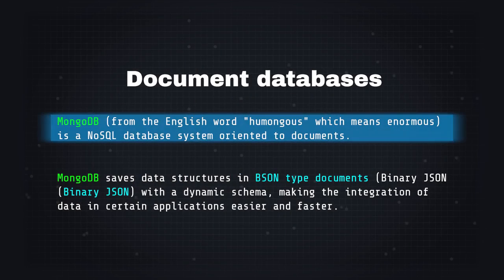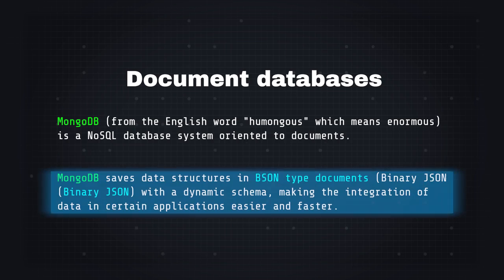MongoDB is a document database. The name comes from the English word humongous, which means enormous. MongoDB saves data structures in BSON-type documents, binary JSON, with a dynamic schema, making the integration of data in certain applications easier and faster.